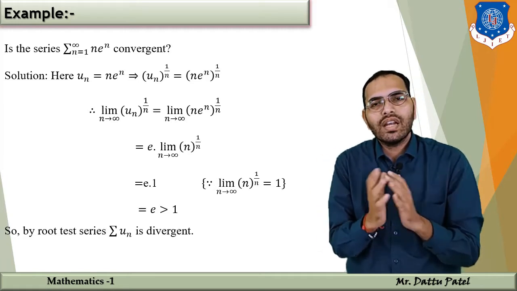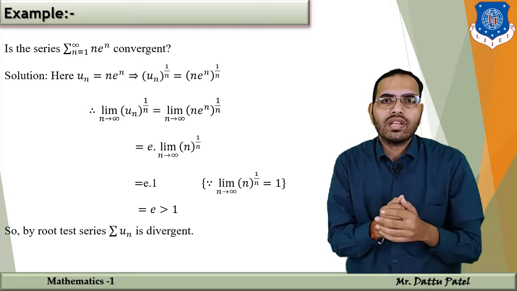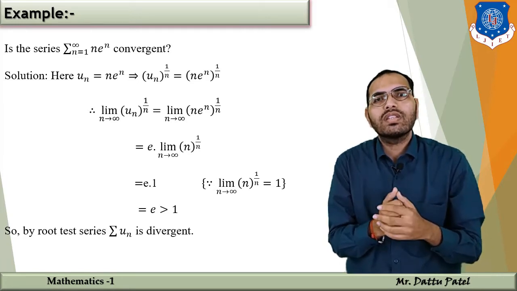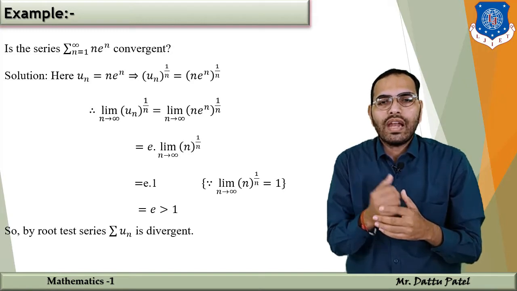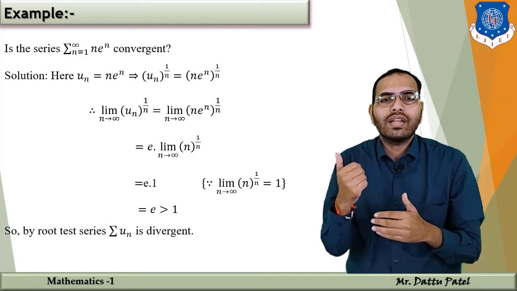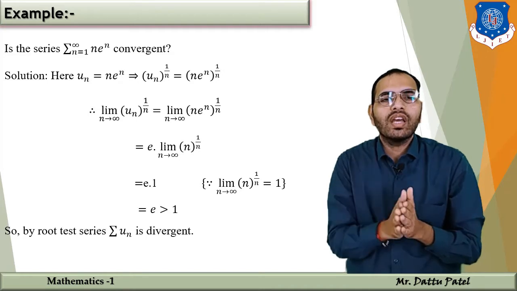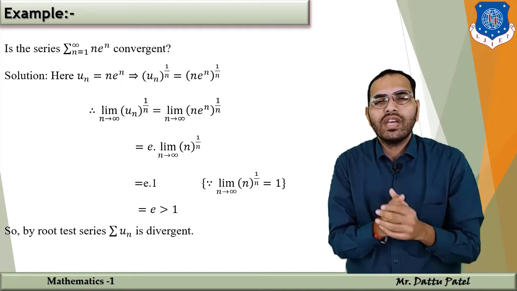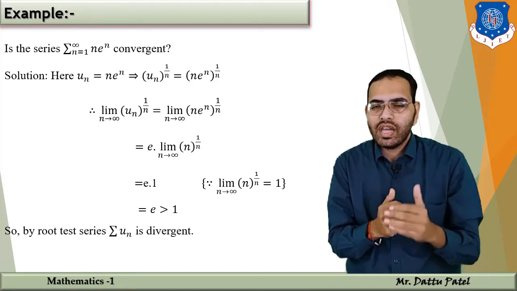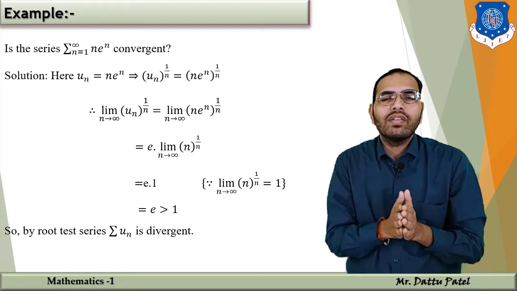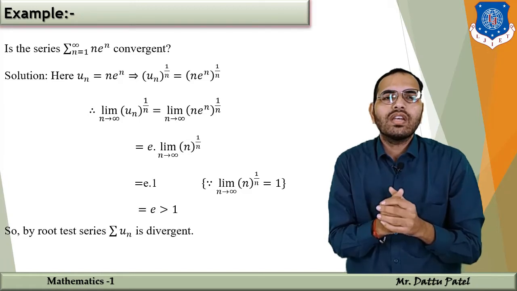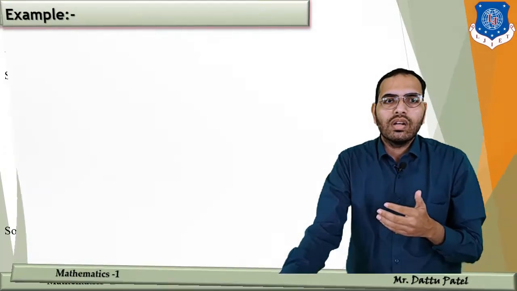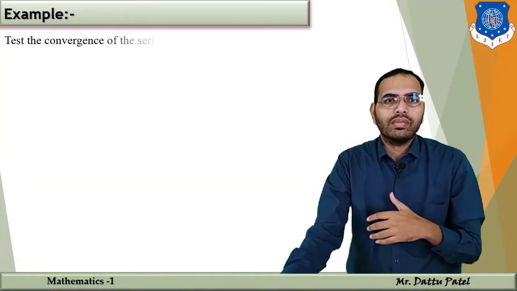You all are aware that the limit as n tends to infinity of n raised to 1 upon n equals 1. That is a standard limit which was already discussed in the last lecture of this sequence. Then the value of the limit is 1, substitute it, and we get e into 1. Here the value of e is 2.718, which is greater than 1, so we can say that the given series is divergent. Now let's see one more example.